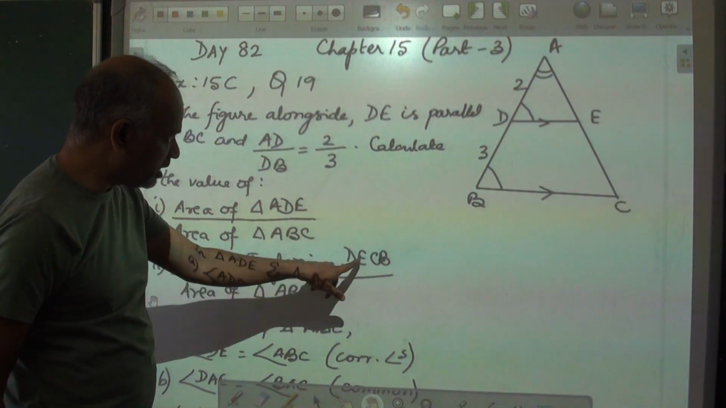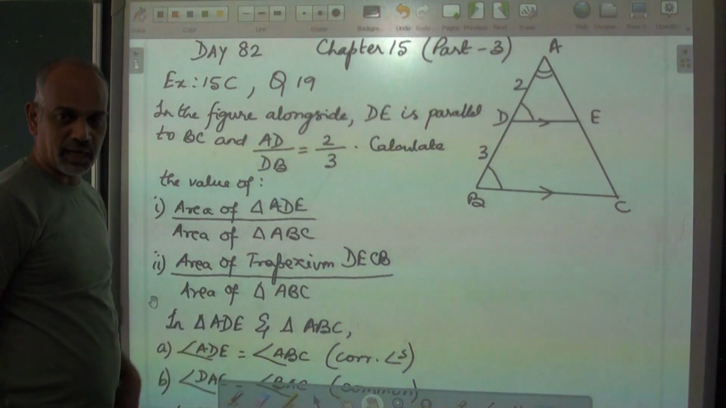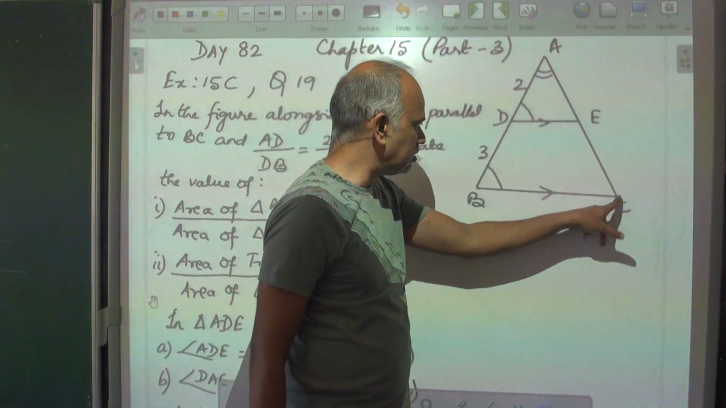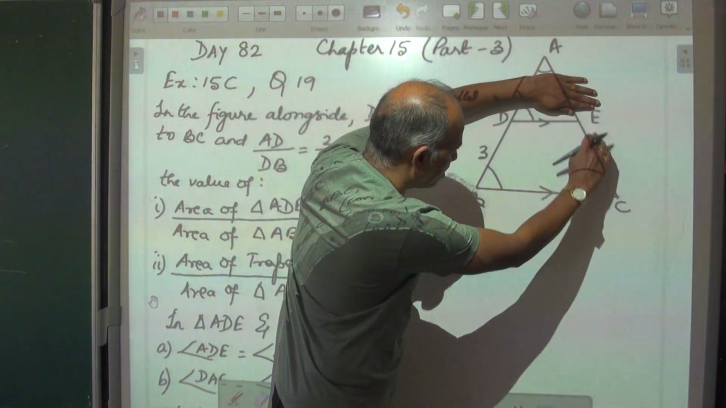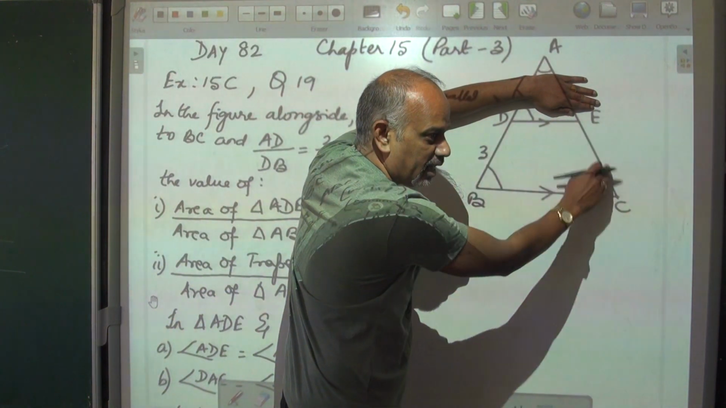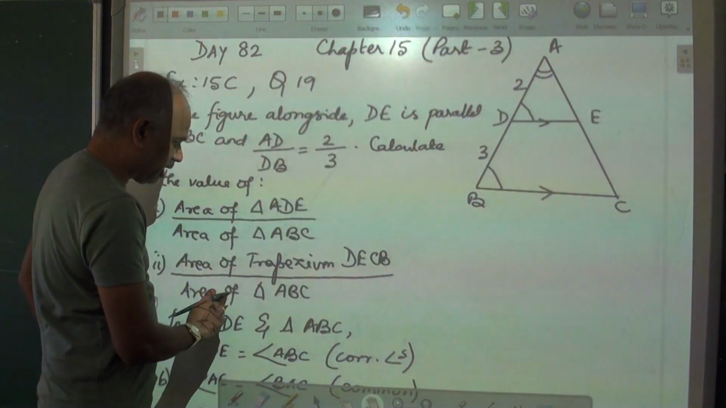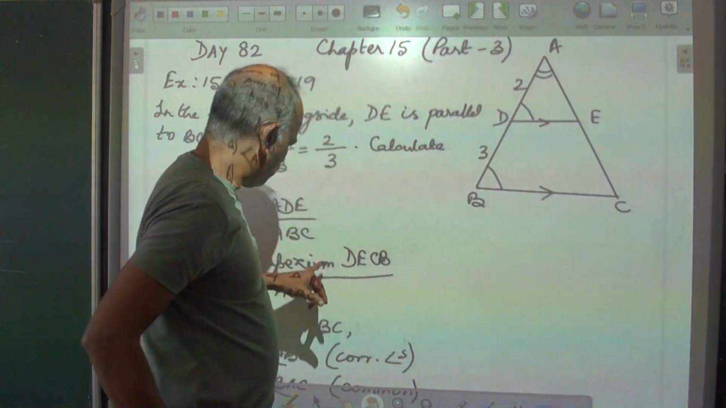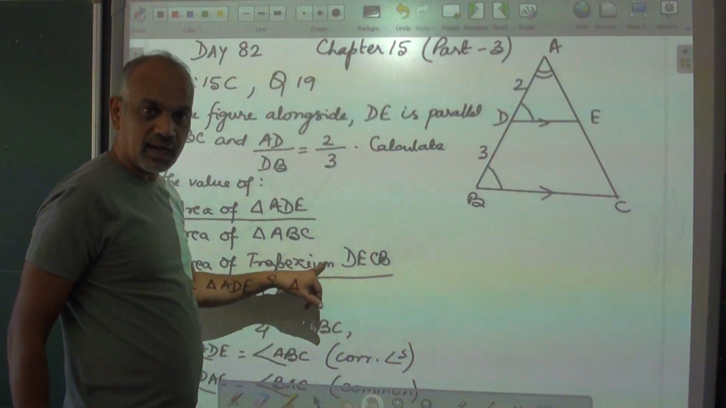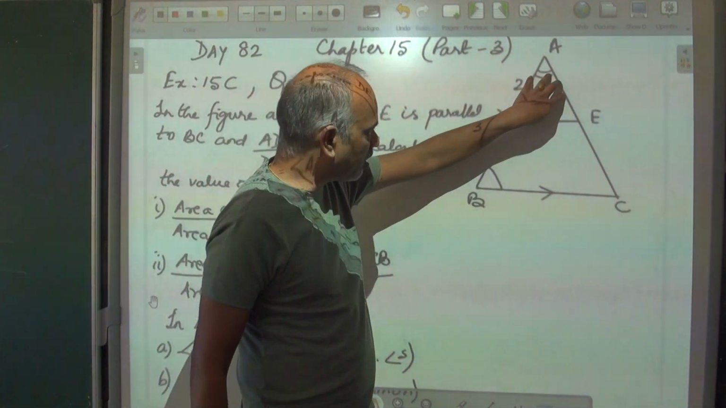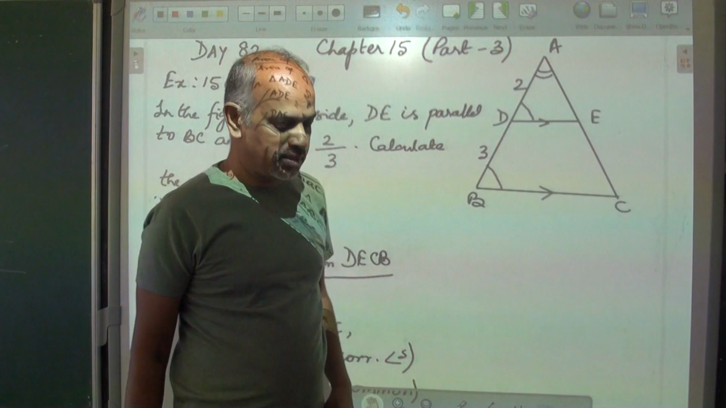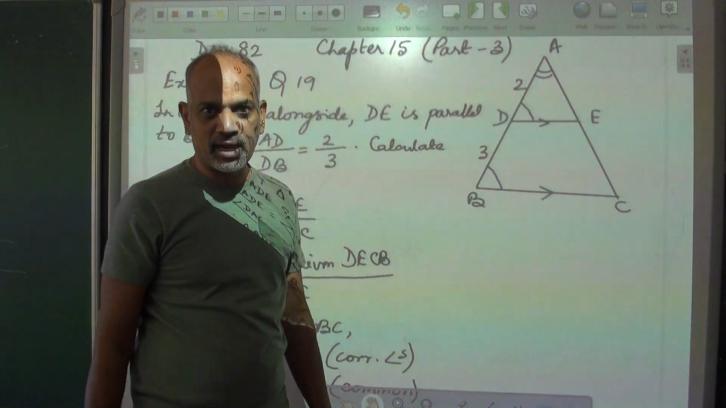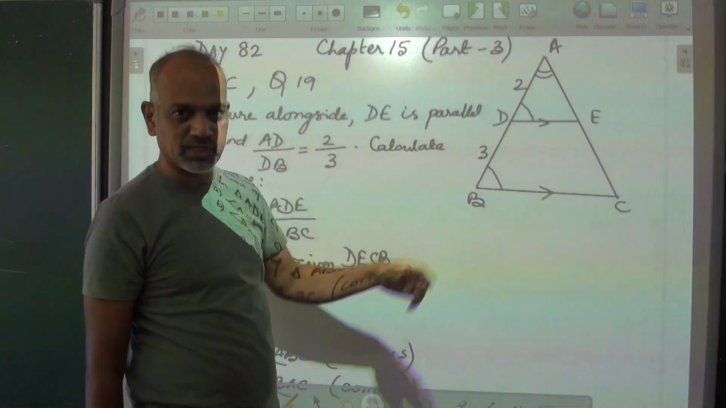Area of trapezium DECB by area of triangle ABC. That much is the trapezium. Area of this trapezium divided by area of triangle ABC, the complete figure. We never proved that trapezium and the triangle are similar. We only proved that the smaller triangle and the bigger triangle are similar. So you will have to change this trapezium in terms of the triangle. How do you get the trapezium?